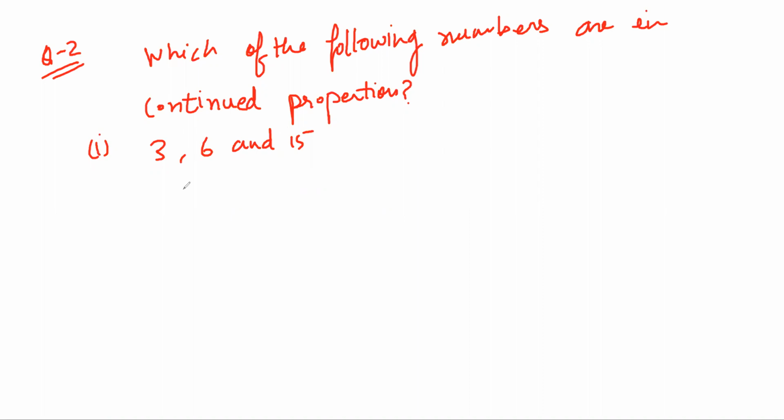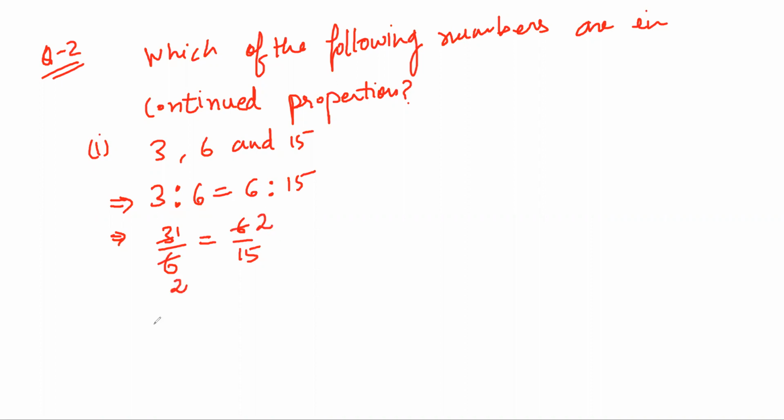So your relation is going to be 3 ratio 6 is equal to 6 ratio 15. Now we have to check. This is the relationship, but now we have to check if they are in continued proportion. So how to check? Write 3 upon 6 is equal to 6 upon 15, and reduce them to the lowest term. 3 ones are 3, 3 twos are 6, 3 twos are 6, 3 fives are 15. So you have got 1 upon 2 and 2 upon 5.